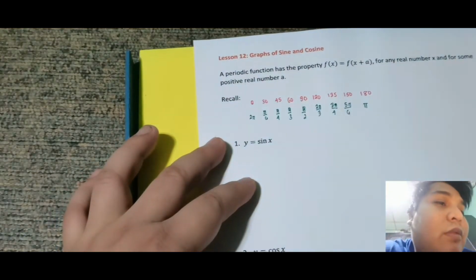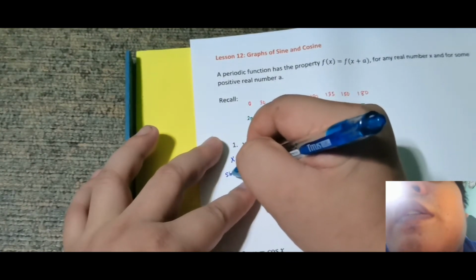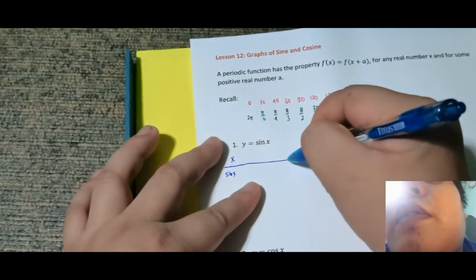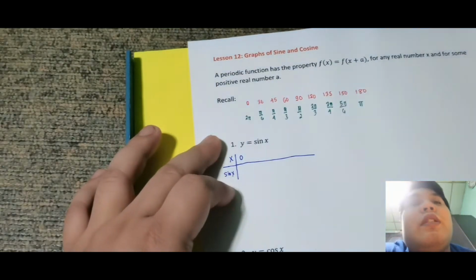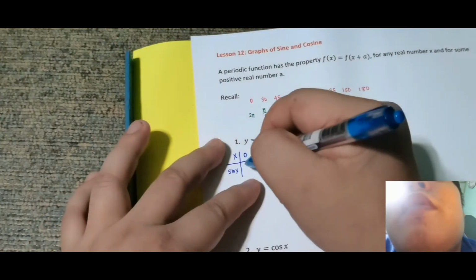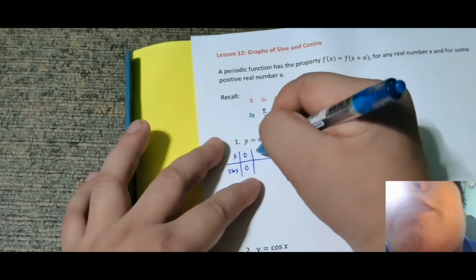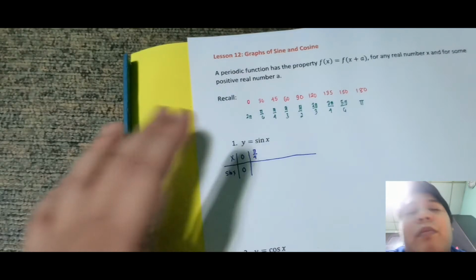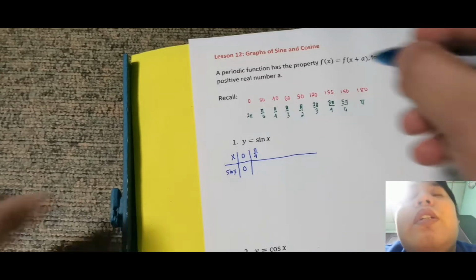So ito yung mga x value. Let's say ito yung ating x, ito yung sine x. Okay, una is 0. Sine 0 degrees. So aware kayo dyan, what is sine 0 degrees? Sine 0 degrees is 0. Sine pi over 4, since pi over 4 tayo, sine pi over 4 is square root of 2 over 2, which is 0.7. Okay, so that is 0.7.